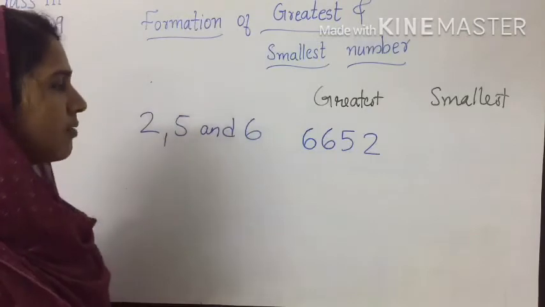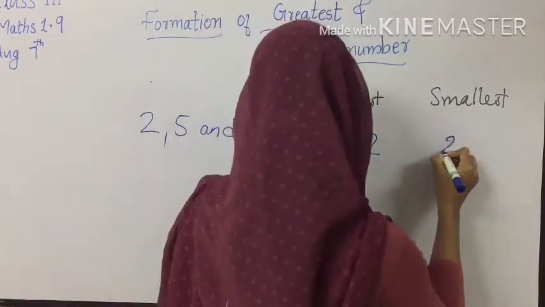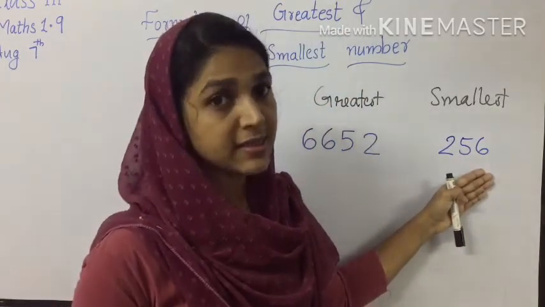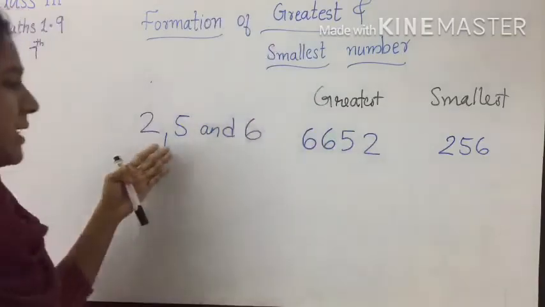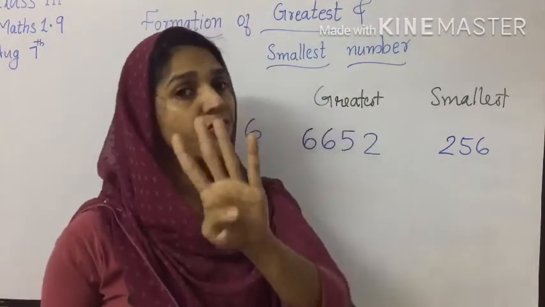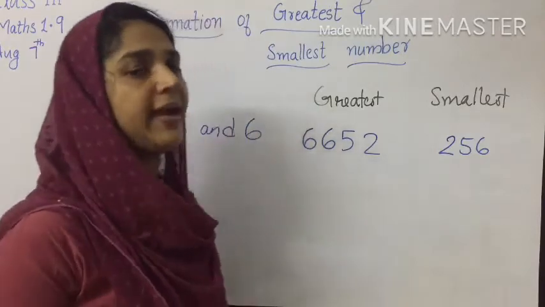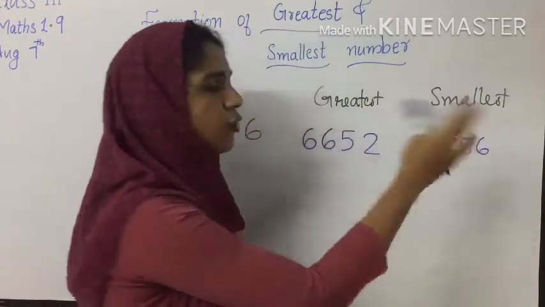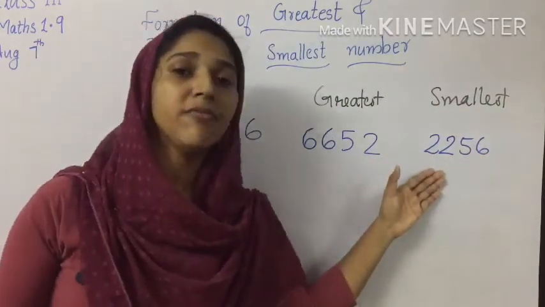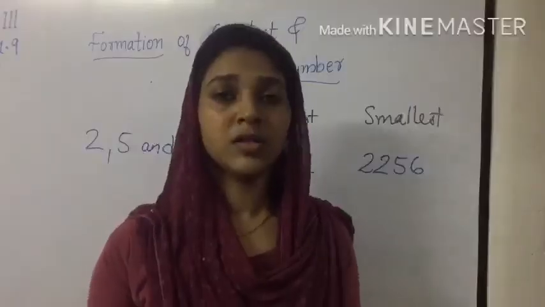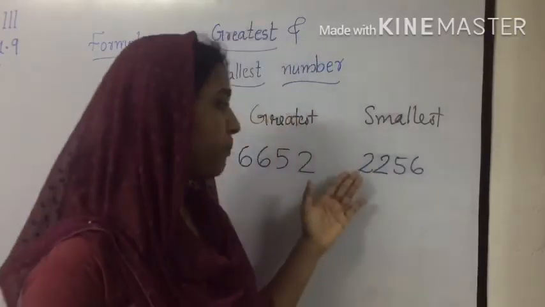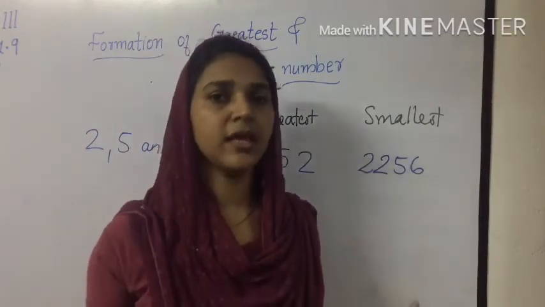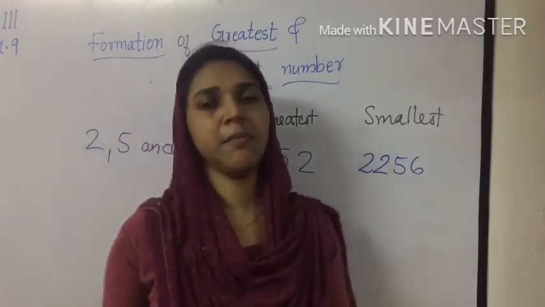Now look at making the smallest number. 2, 5, 6. This will be the smallest 3-digit number by using these digits. But we have to make a 4-digit number. For that, just repeat the smallest number. That means put a 2 before that. In the thousand place, we have to put the smallest number. So we just need to repeat the smallest number in the given digits. Okay. So we will get the smallest 4-digit number.